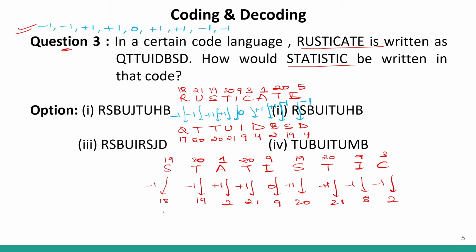18th forward rank belongs to R. 19 is for S. 2 is for B. Correct? 21 is for U. 9 is for I. Correct? 20 is for T. 21 is for again U. 8 is for H and 2 is for B. So the code will be RSBUITUHB, and this is given in option number 2. So option number 2 will be the answer to this question. Clear? Okay. Moving forward to question number 4.